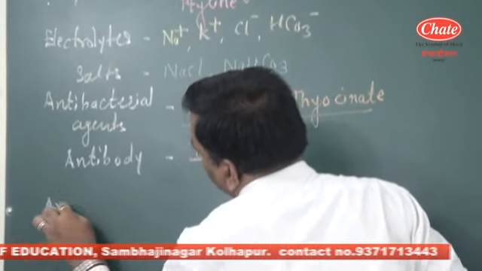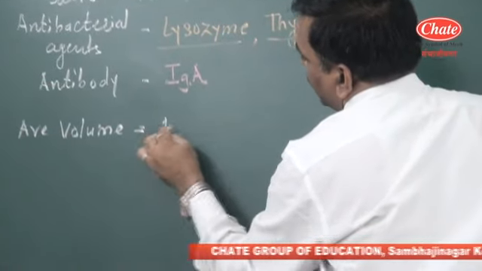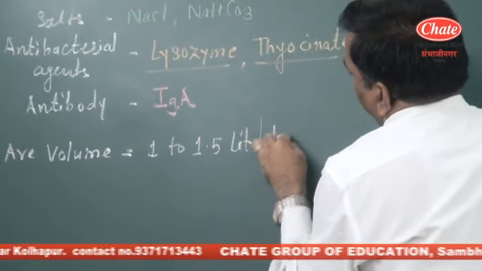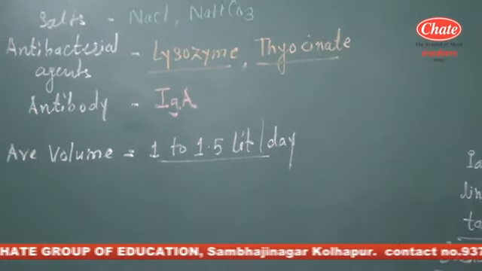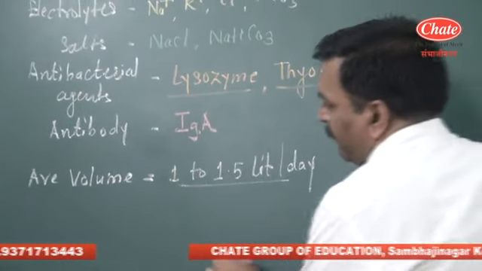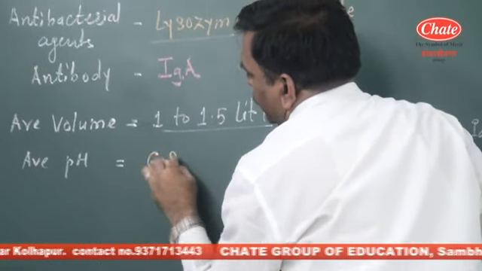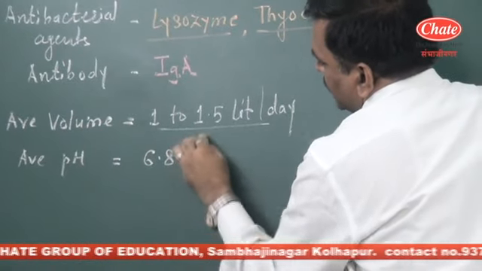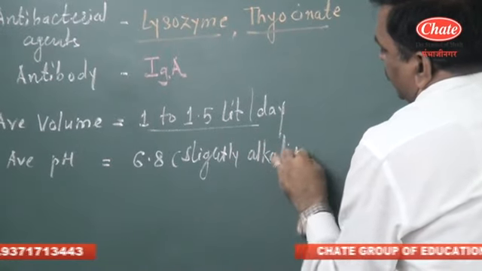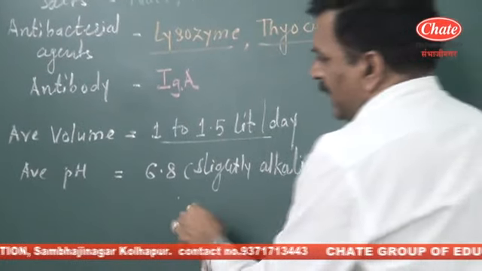Now the average volume of saliva secreted per day is 1 to 1.5 liter per day. Average pH is 6.8, that is, it is slightly alkaline. Slightly alkaline is the pH of the saliva.